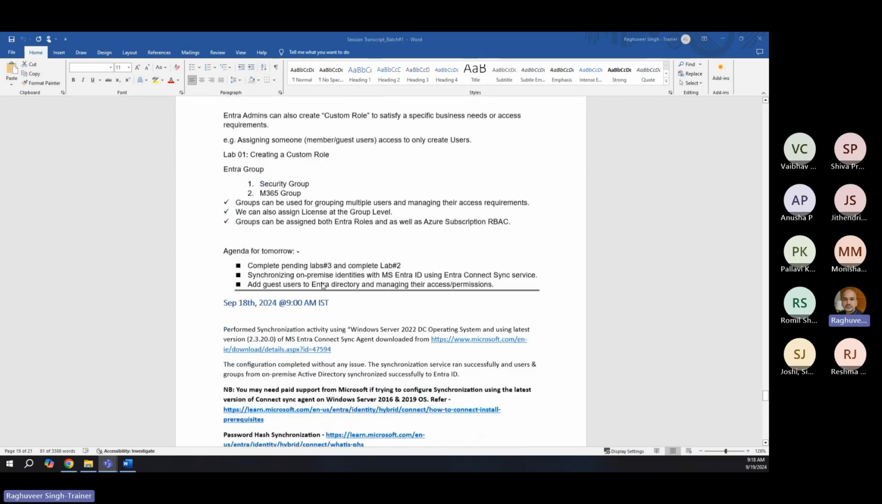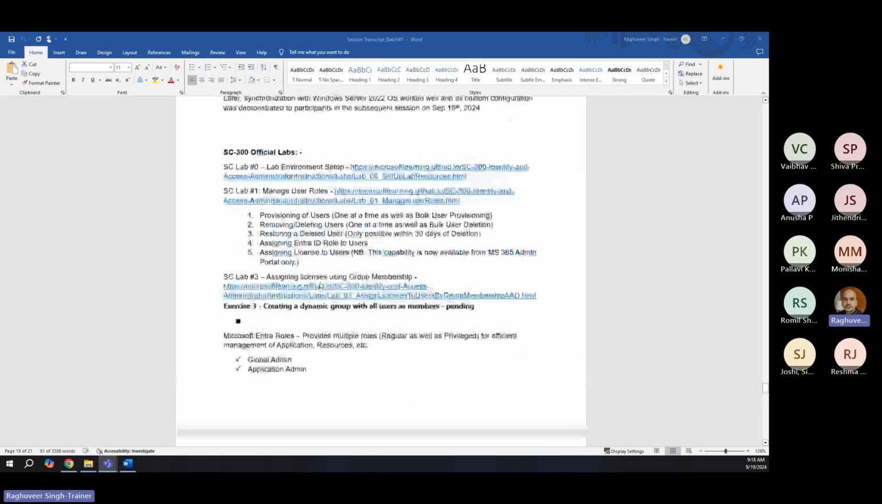If you have not done lab number 1 yesterday, do it today after the session is over, in the evening, or probably in the afternoon today. That's your choice. However, lab number 3 is something that you need to do today. Lab number 3 is about assigning licenses using group membership. It basically involves creating a security group in Microsoft Azure and then assigning a license to that security group.